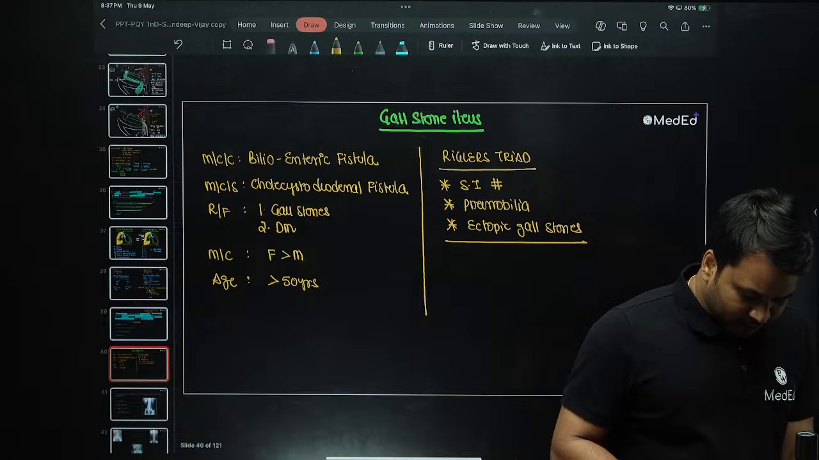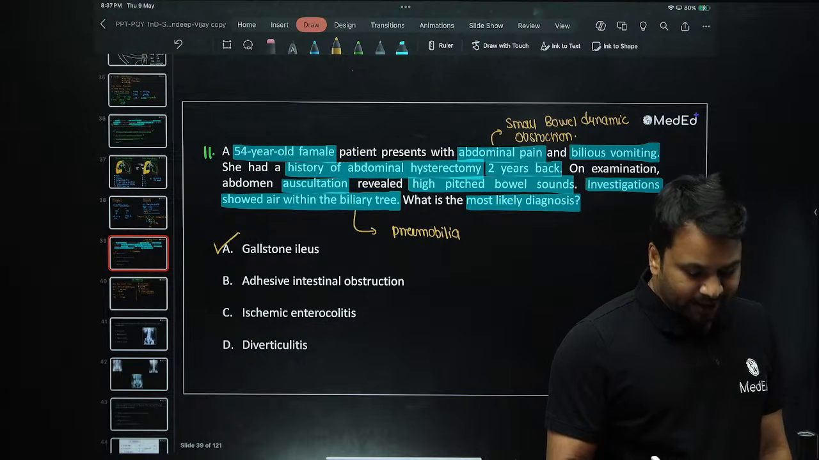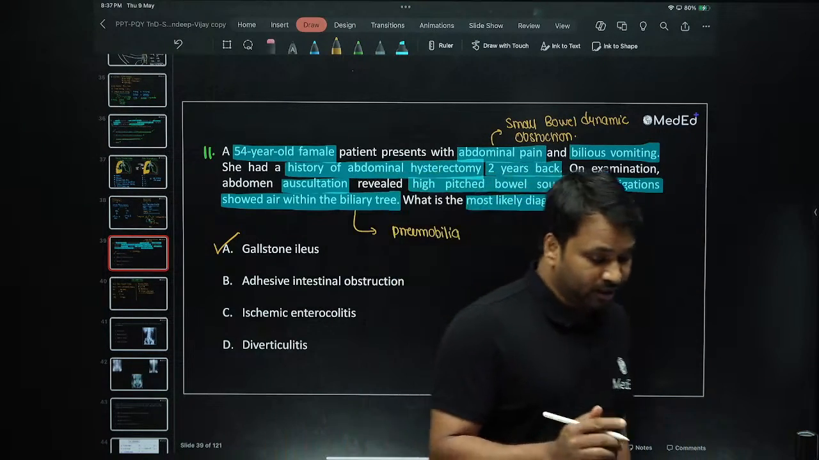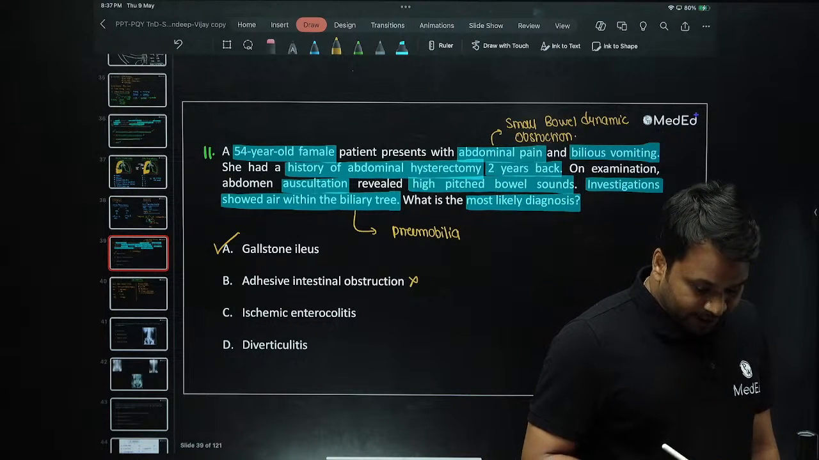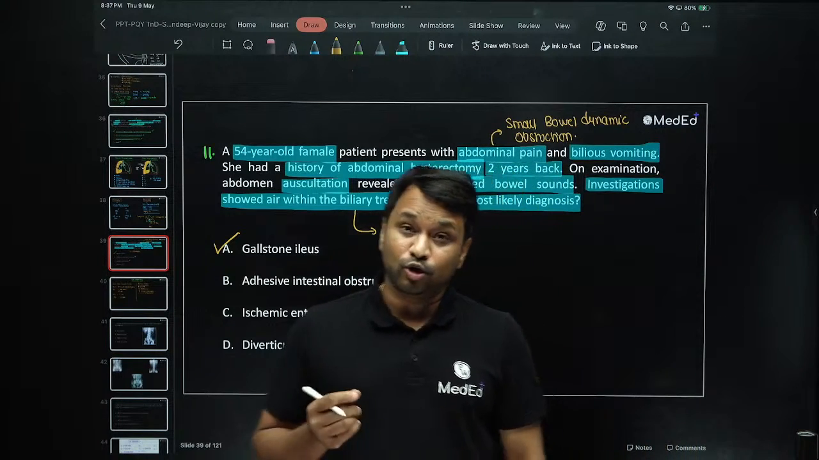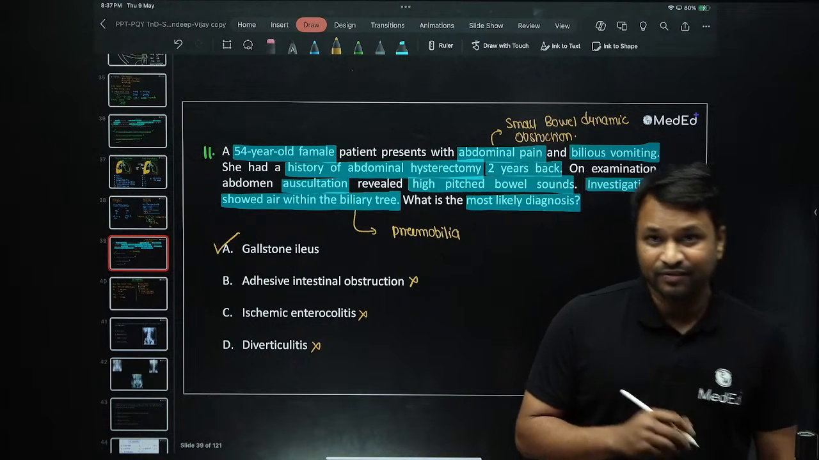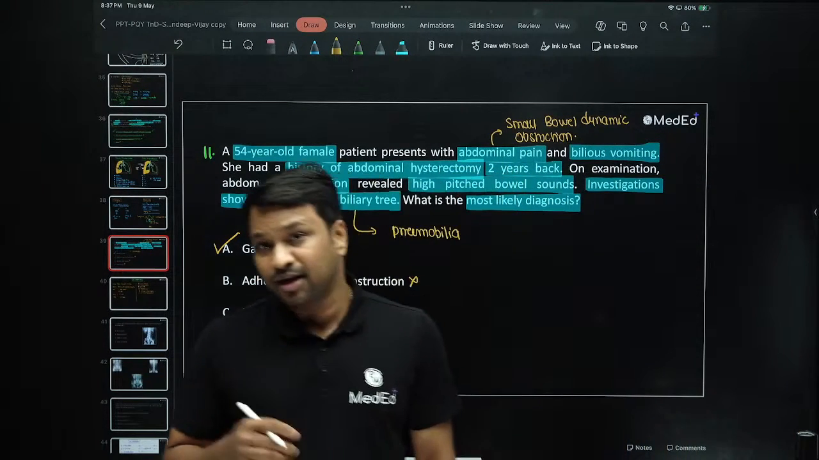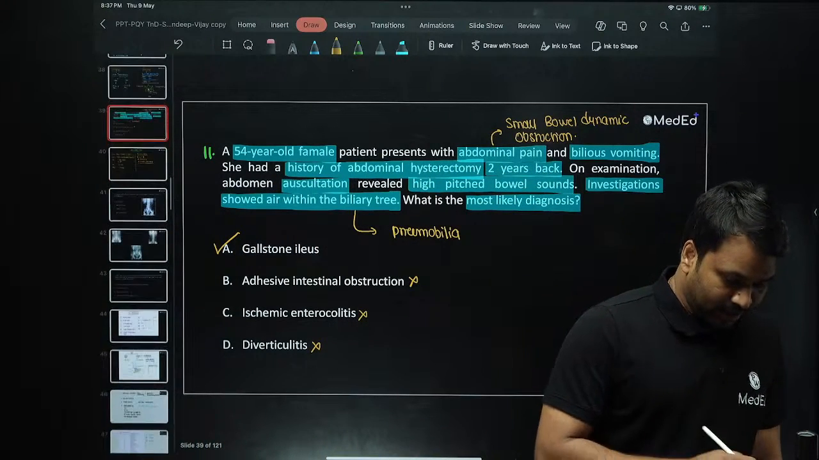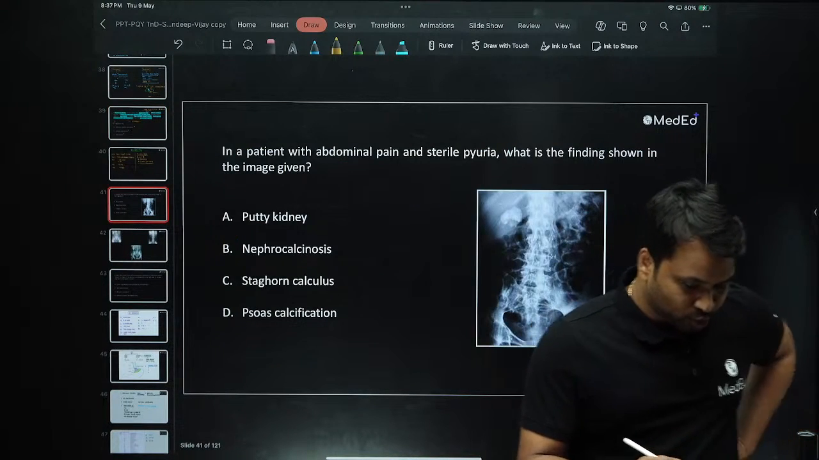All this data of gallstone ileus is an important component to be remembered. So here the answer is gallstone ileus. It cannot be adhesive intestinal obstruction. Yes, post-operative is a common cause, but pneumobilia is not seen, right? Ischemic enterocolitis is going to present with diarrhea, and that too bloody, with severe abdominal pain. Diverticulitis will be associated with fever, it can be associated with diarrhea and blood loss, but not pneumobilia. So hence the answer is gallstone ileus, right? All these components are important. So going to question number 12.